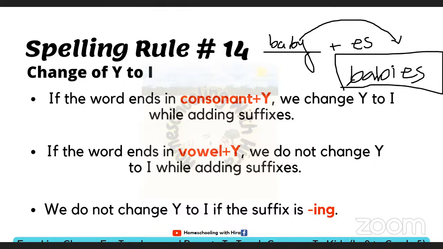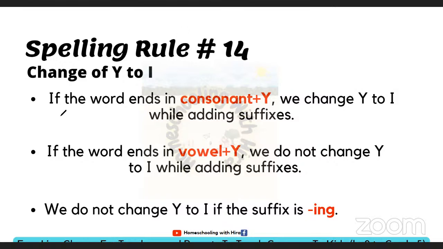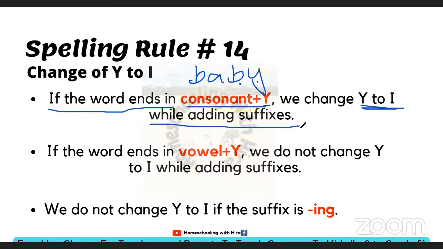So what are the different rules to change Y to I? Here you are. Let me change the color. Let's take blue. If the word ends in consonant plus Y, like baby, the word is ending in consonant and Y, we change Y to I while adding suffixes. ठीक है? अगर आपका वर्ड कॉन्सोनेंट और Y में एंड कर रहा है तो आप Y को I में चेंज करके और फिर आगे सफिक्स लगाएंगे.